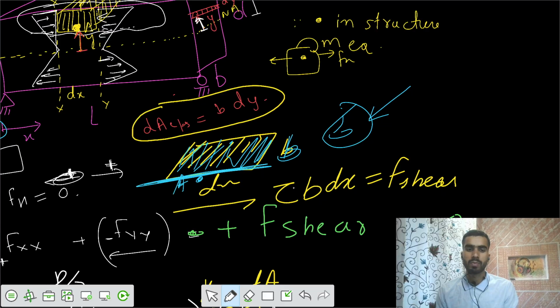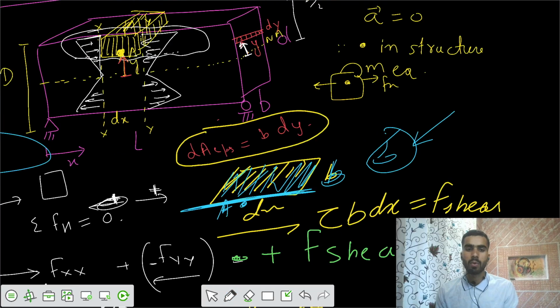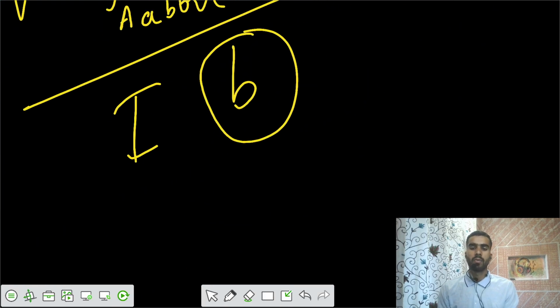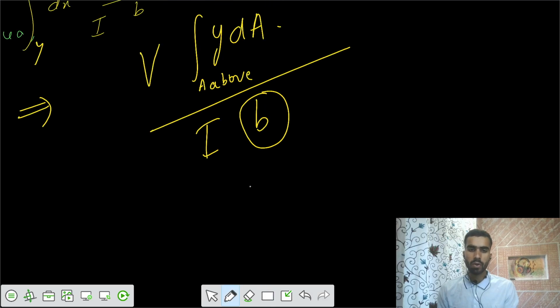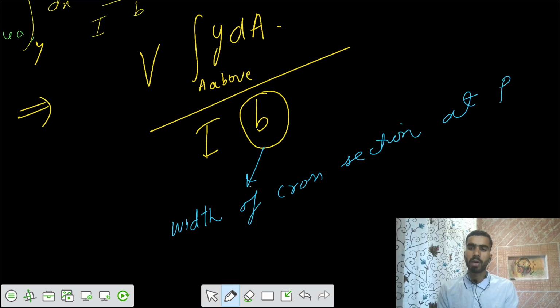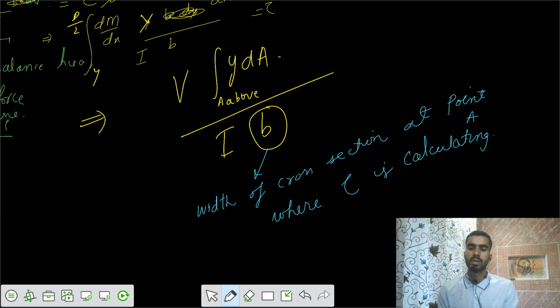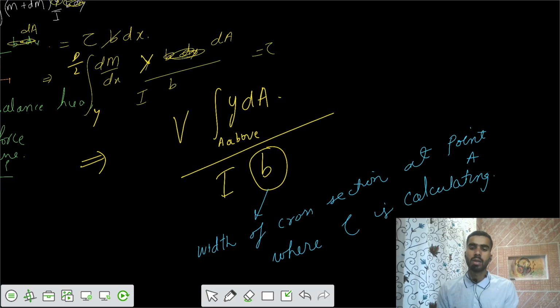So we had this point A. Above that point, where we have the width B, I would write that B is the width of the cross section at the point A, let's call it point A, where we are calculating the shear stresses. So we got this one.